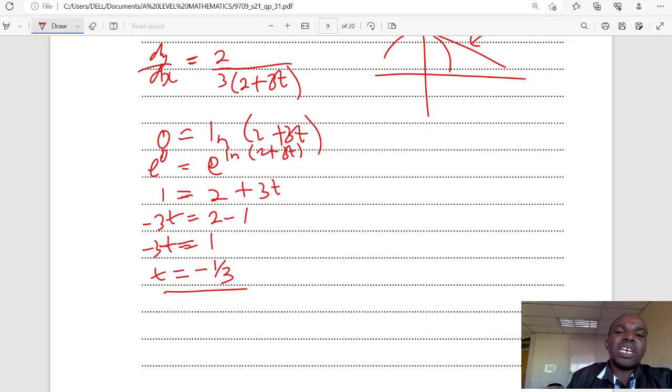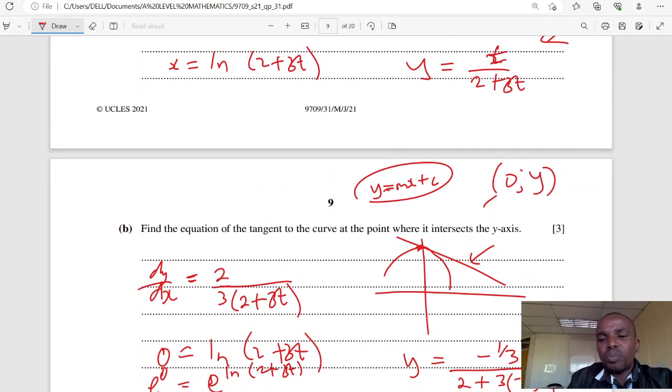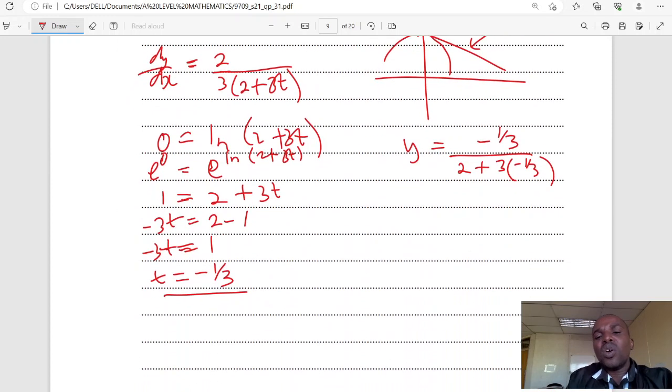That's your t, right? Now to find your y, you say y is equal to t, which is minus 1 over 3, over 2 plus 3t, which is 3 times minus 1 over 3. Now let me check. Yes, it's t over 2 plus 3t. That will be the corresponding value of y at the point where the tangent meets the curve. Simplifying this part, it will be minus 1/3 over 2, then minus 1.